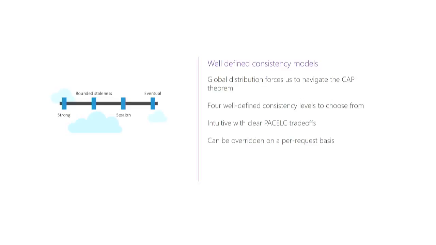We gave you some well-defined consistency models. I talked about the problems of strong versus eventual consistency. It kind of sucks when people tell you that you have to go between these extremes. So what we wanted to do was introduce a few additional click stops. In particular, we call these two concepts bounded staleness and session consistency.